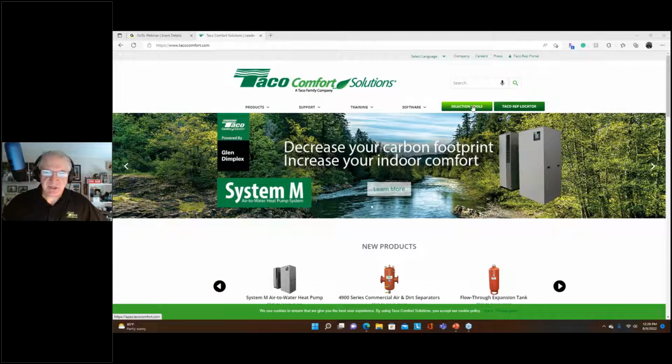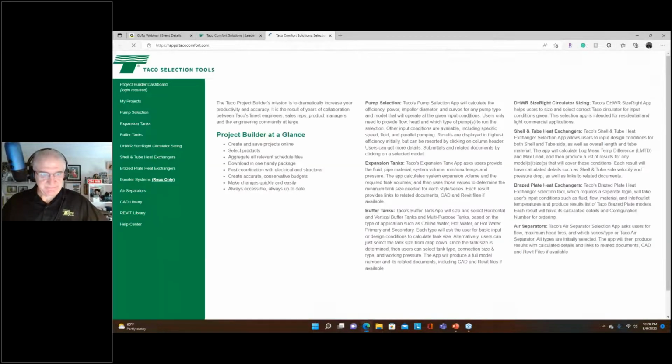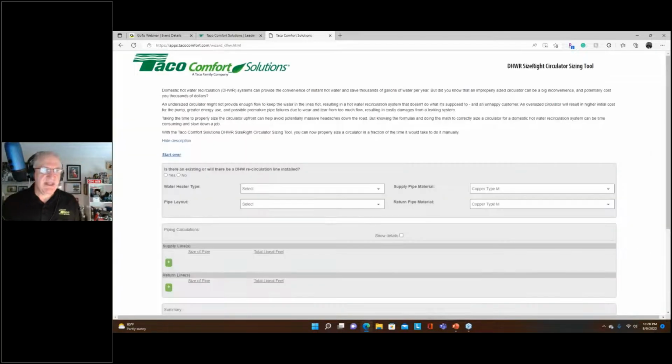But I want to show you this on our website. So if you go to Selection Tools right up here at the top, and way over here on the right, you have Domestic Hot Water Recirc Size Right Circulator Sizing. So let's click on that, and we'll get into our app that will help you size your domestic hot water recirculation pump. And this is where it gets kind of important. This gives us the ability to quickly and simply figure out what circulator we need, and if it's a multi-speed circulator, what speed we should set it at. Okay, all good stuff.